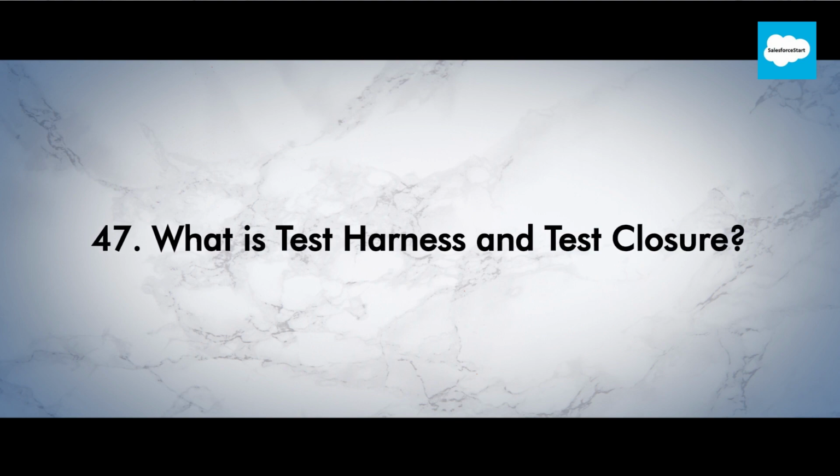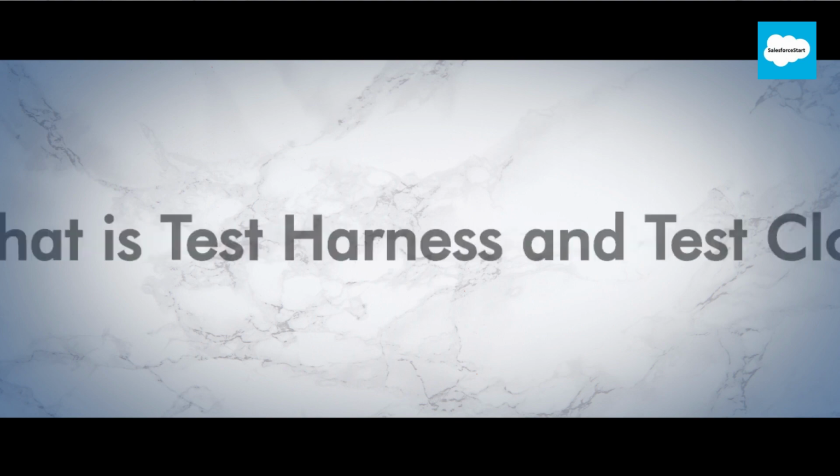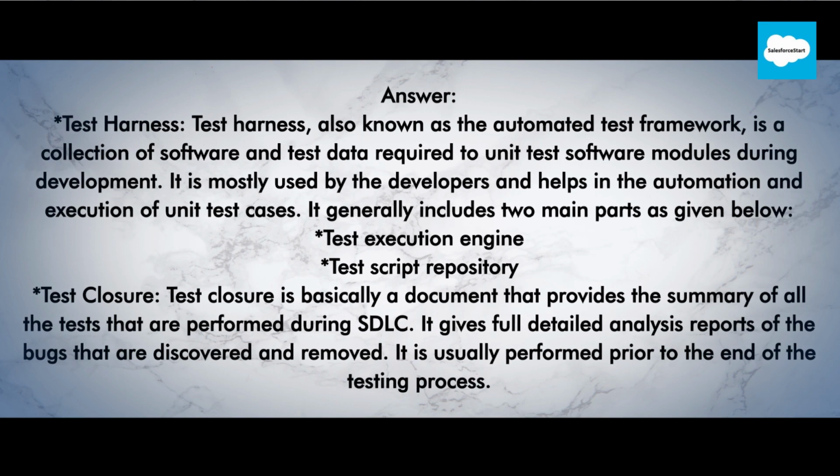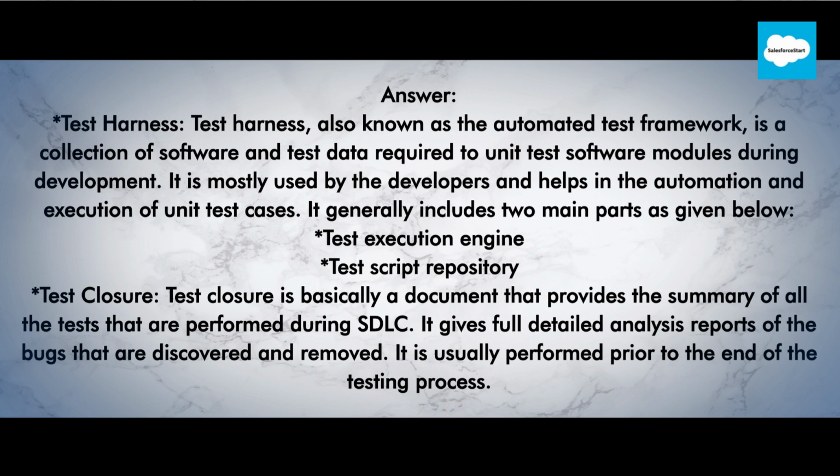47. What is test harness and test closure? Answer. Test harness. Test harness, also known as the automated test framework, is a collection of software and test data required to unit test software modules during development. It is mostly used by the developers and helps in the automation and execution of unit test cases. It generally includes two main parts as given below: test execution engine and test script repository.